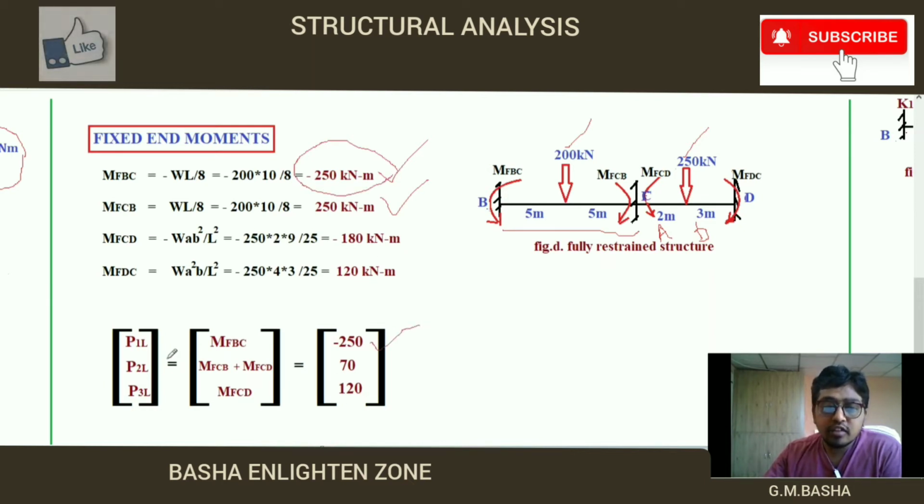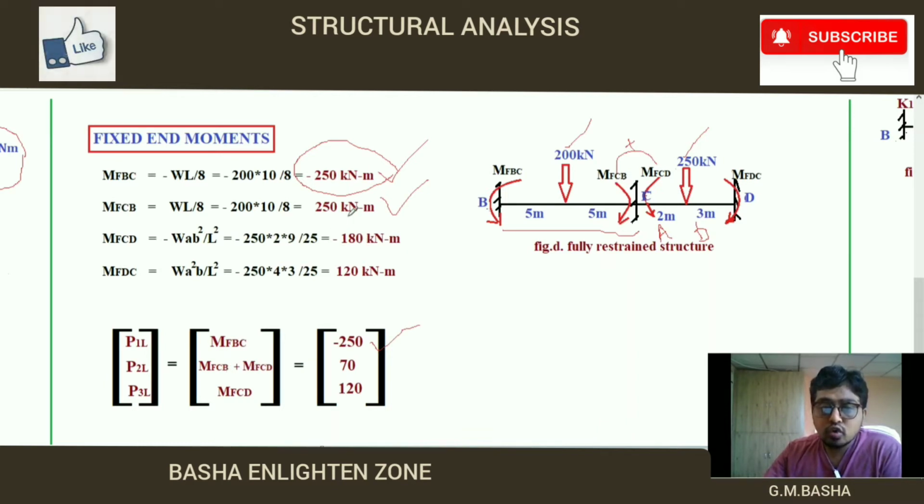Similarly, what are the fixed moments at the second coordinate position? Our second coordinate position, we are considering that one as P2L. At second coordinate position, there will be two fixed moments. That is the fixed moment for CB in the span CB, and similarly the fixed moment for CD in the span CD. So if there are two fixed moments, we have to add those two and take that as the fixed moment at C. So that one will be equal to MFCD plus MFCB.